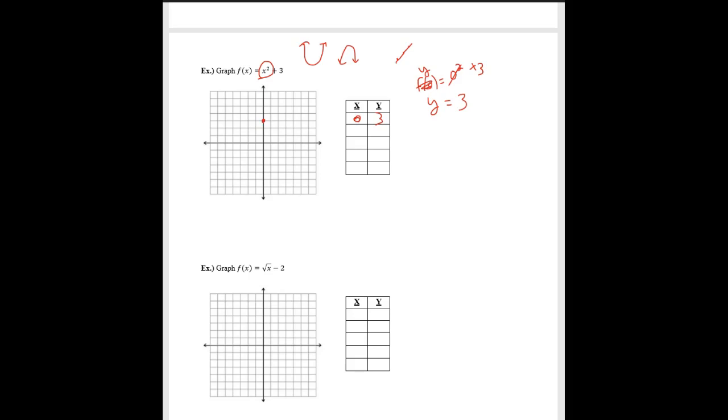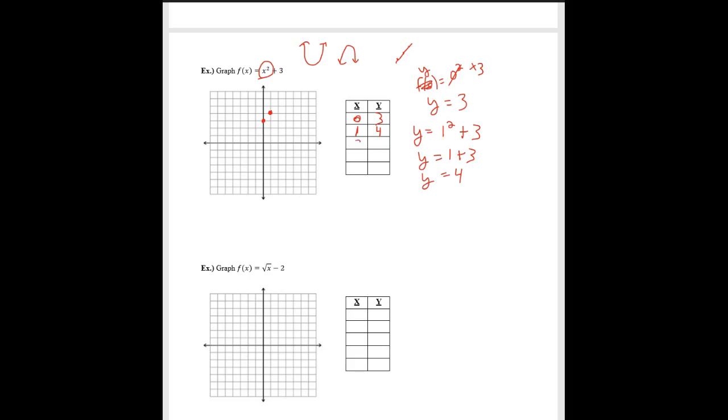I'm going to get some points around that, because now I've got an idea where it's going to be on my graph. So let's pick the next point over. Let's pick 1. Now I'm going to have 1 squared plus 3. 1 squared is just 1, plus 3 would give me 4. So over 1, up 4.